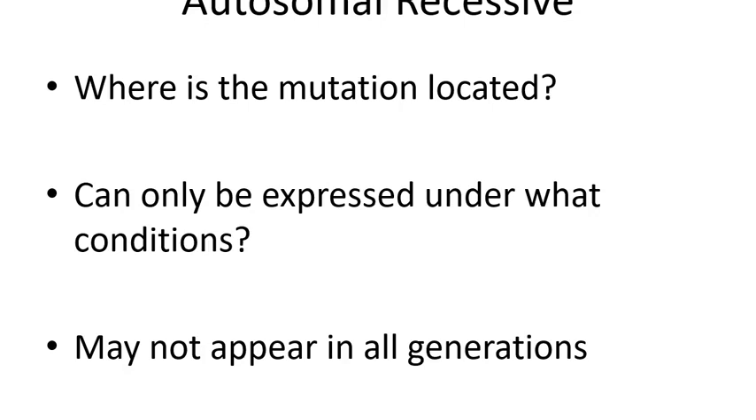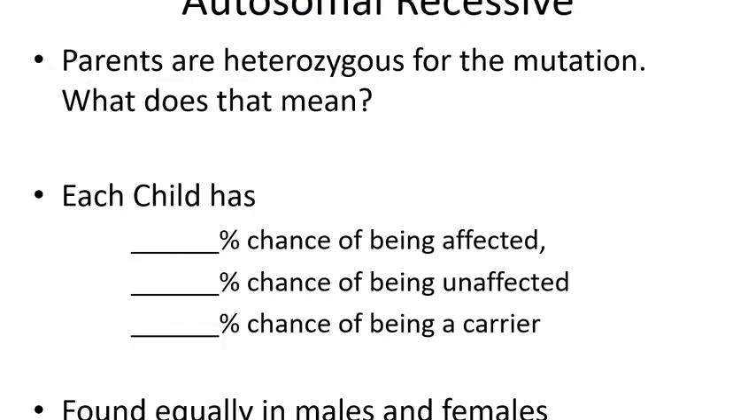They may not have the condition themselves, but they are carriers. So the parents are heterozygous for the mutation. That means they have a normal chromosome and a mutated chromosome. So each child has a 25% chance of being affected, meaning that they have the condition, and they get the mutated gene from both of their parents.